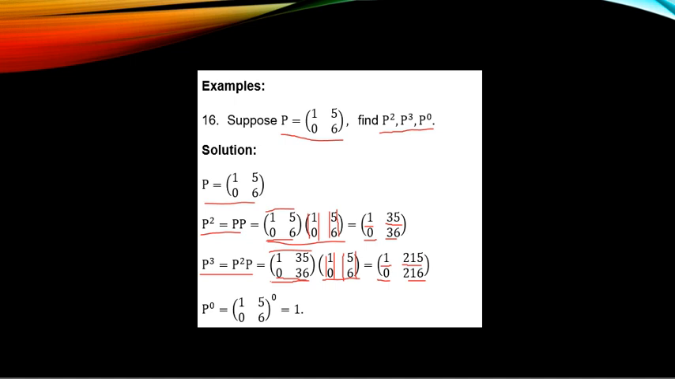So that is matrix P cube, power of a matrix. Of course, P power 0 is matrix P to the power of 0, and that is 1. Okay?